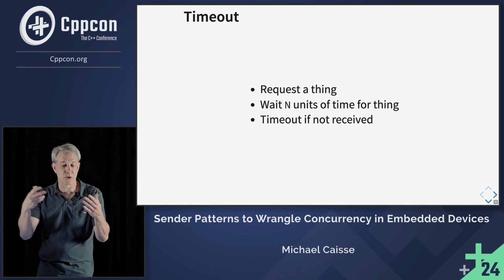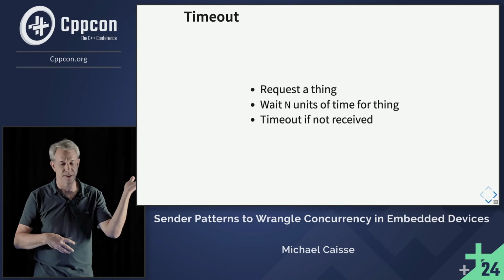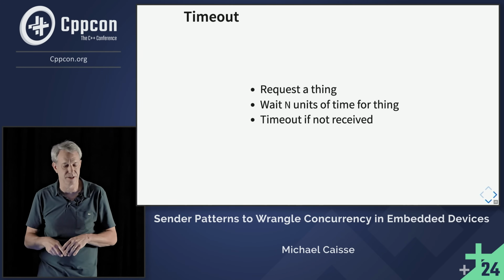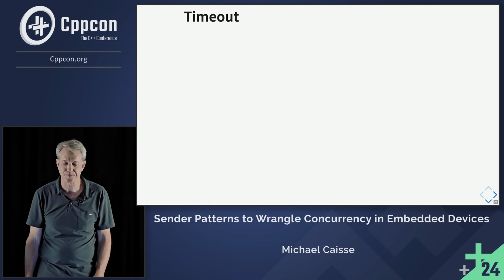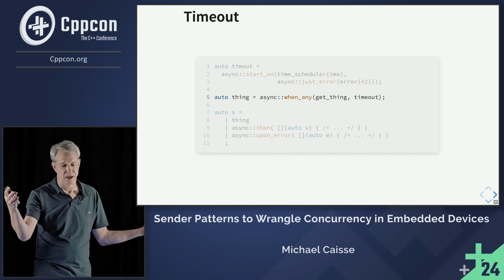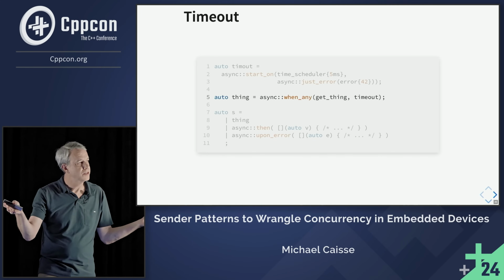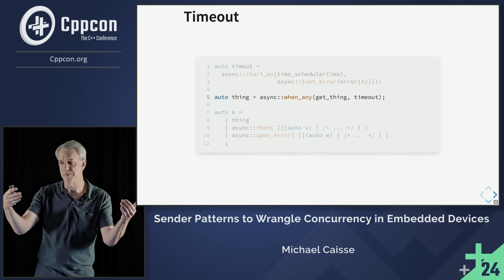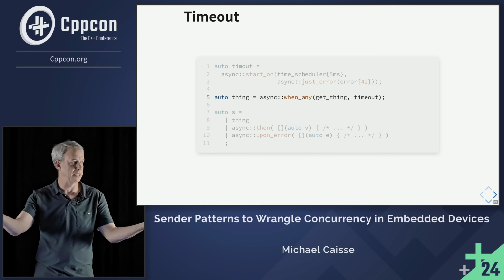So we want to request a thing. We want to wait n number of units for the thing to occur. If we don't get the thing, we're going to just say we didn't get it. We're going to time out. So maybe it looks like this in code. We've got this thing, and we can use a when any. So what does when any do? When any says, when any of these things complete, then the when any completes.